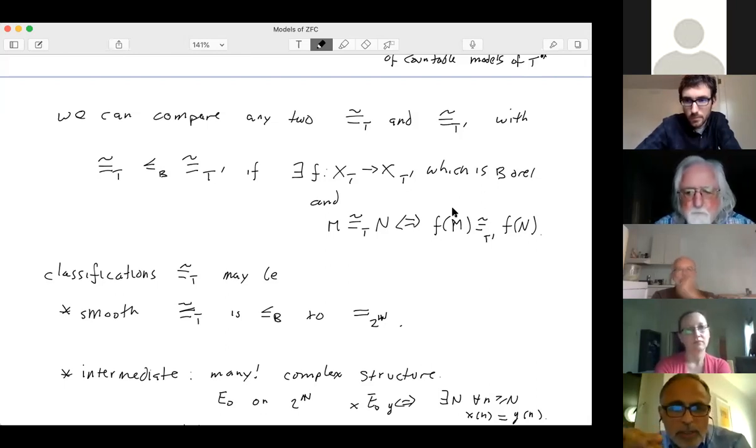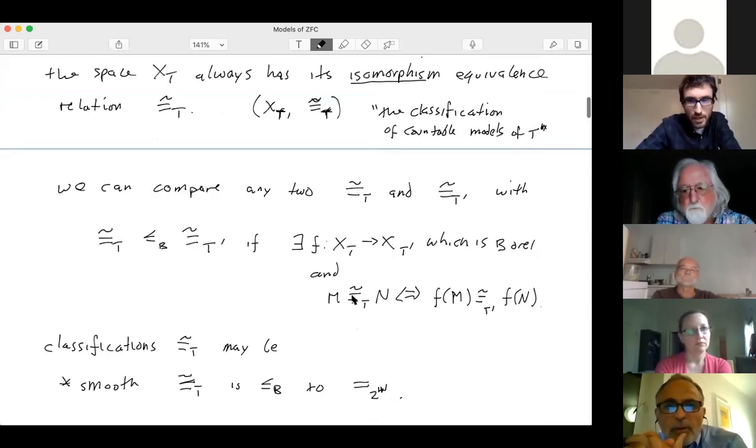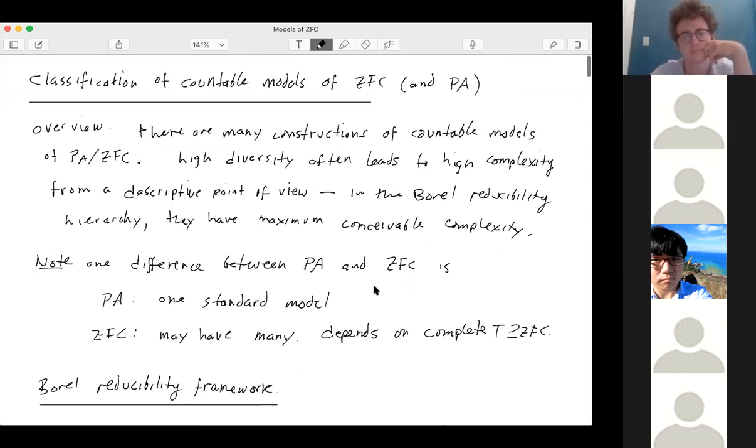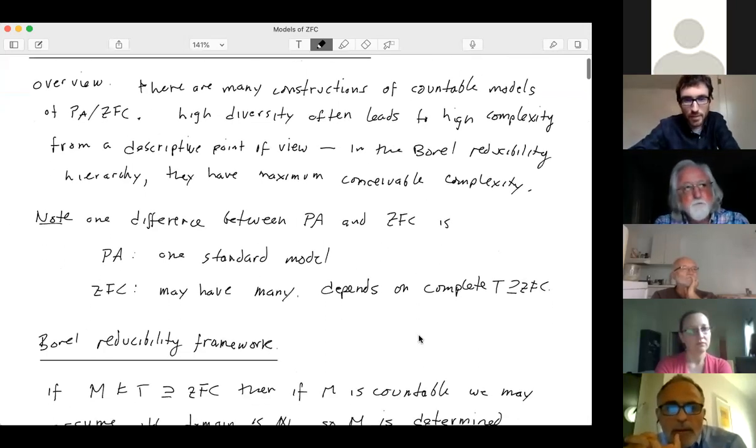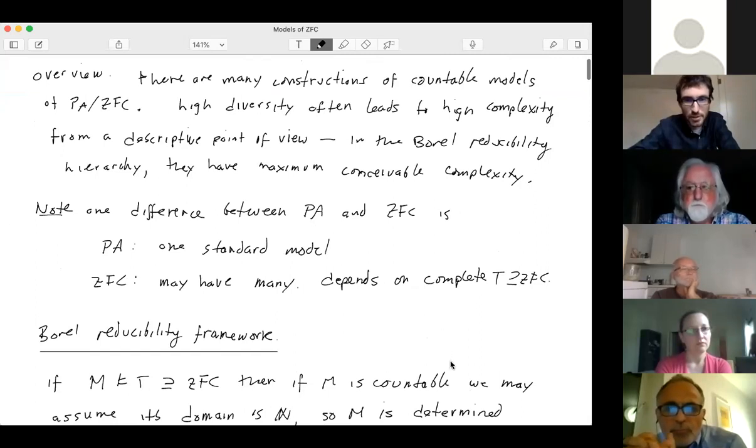On the arithmetical side, are there any results about theories weaker than PA, classifying models of, for example, Pressburger arithmetic? That's a good question. I don't know of anyone directly addressing. I mean, of course, any model of PA is a model of something weaker than PA, but if you could say something special.